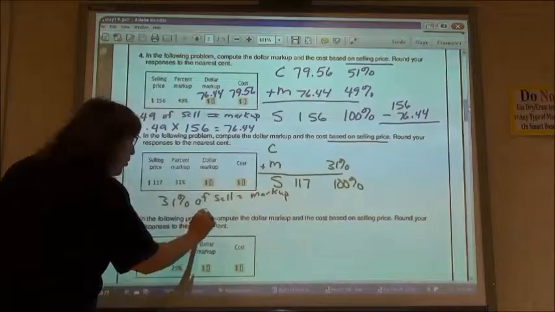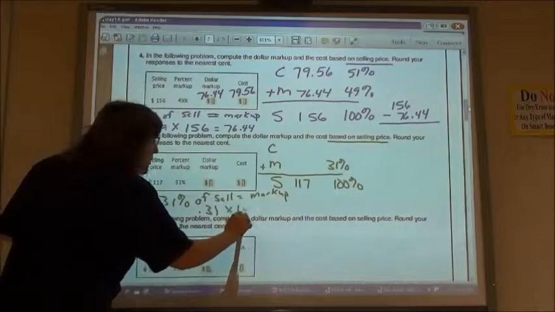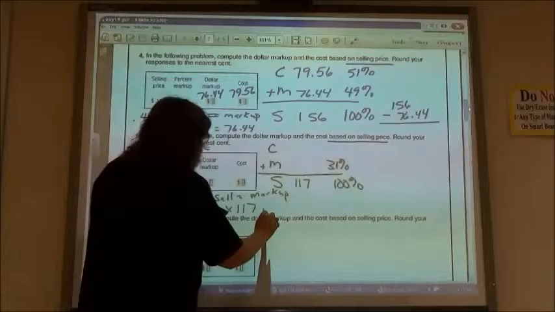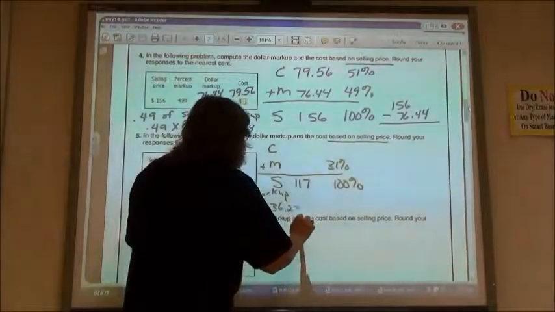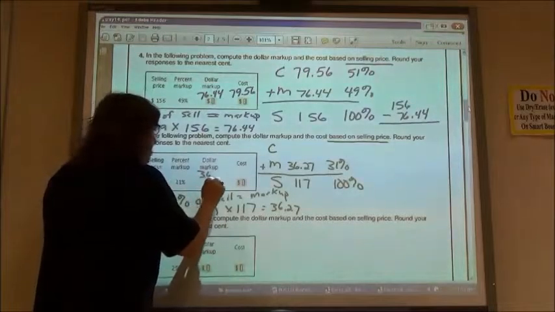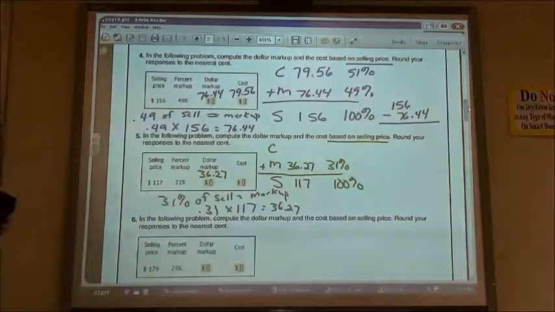And so I'm just going to take 0.31 times my 117. 31% of my selling price. 0.31 times 117 gives me $36.27. So my dollar markup, $36.27.